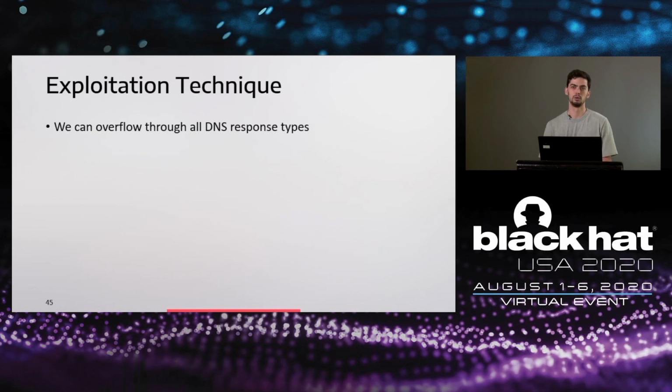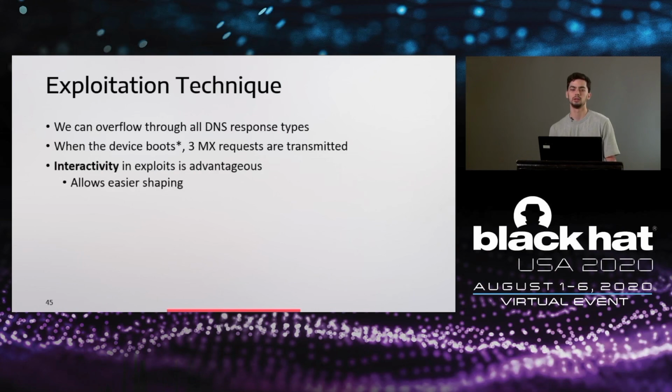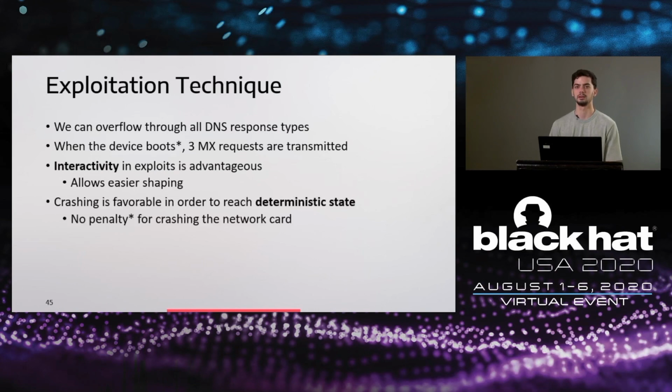So we can overflow through all DNS response types, as Moshe said earlier, whether they be CNAME, A, MX, PTR, all response types. But we chose to overflow specifically through MX, because when the device boots up, the network card will send out 3 MX requests to notify about some events via email. And this is very advantageous from an exploitation point of view, because we would like as much interactivity as possible in our exploit to allow easier heap shaping.